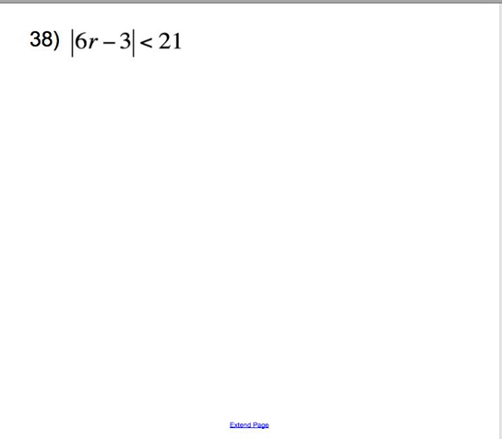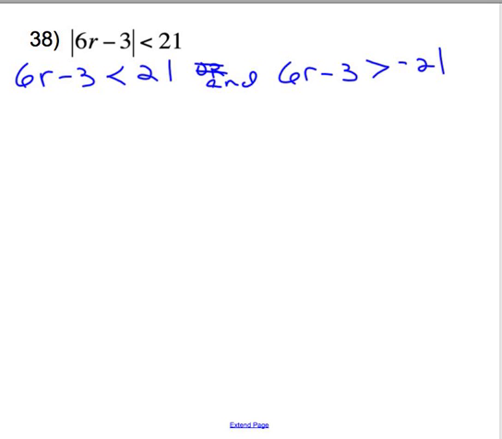I go to 38. Solve number 38. Graph the answer on a number line. If I solve that inequality, I can let 6r minus 3 be less than 21, and I can let 6r minus 3 be greater than -21. I changed the sign on the -21, so that's why I flipped the inequality.